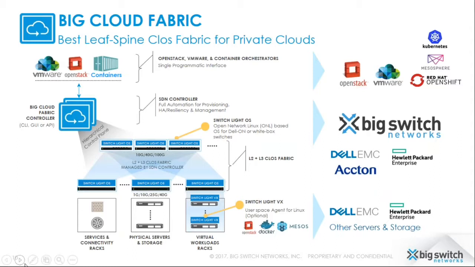So Big Switch Networks effectively offers a new way to build and operate networks that improves availability and agility compared to traditional legacy approaches. So taking a closer look at Big Cloud Fabric, it's an SDN-based leaf-spine cloth fabric that provides layer 2 switching, layer 3 routing, and layer 4 through 7 service insertion and chaining.